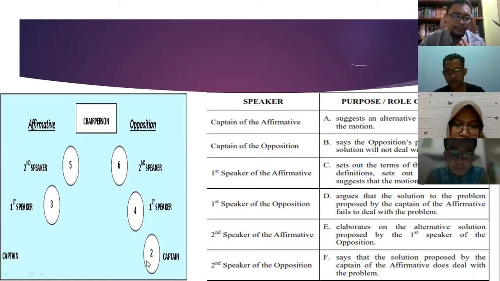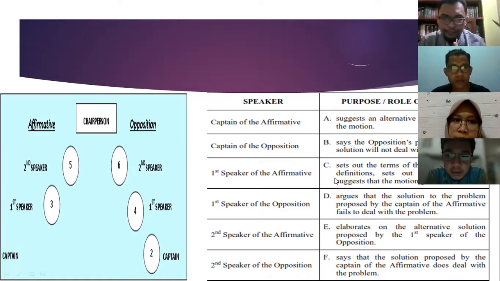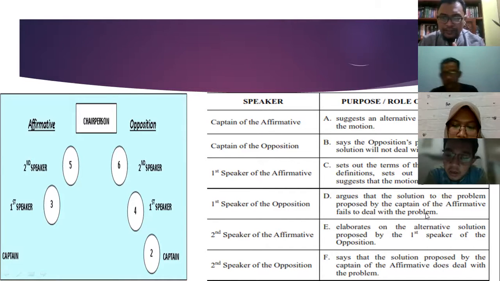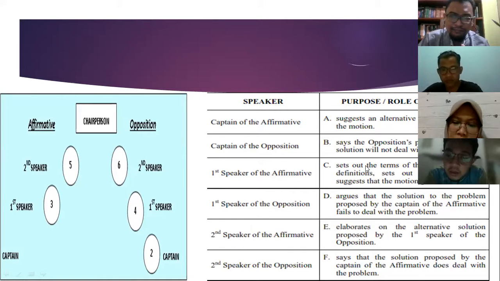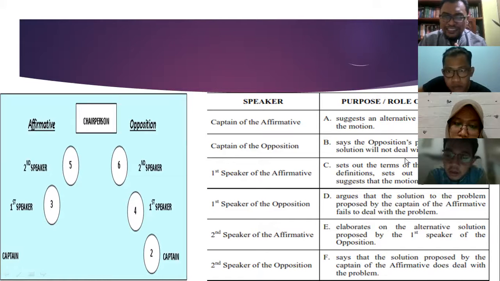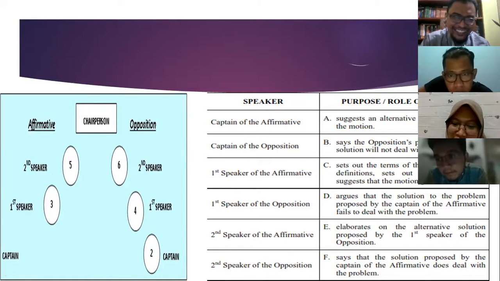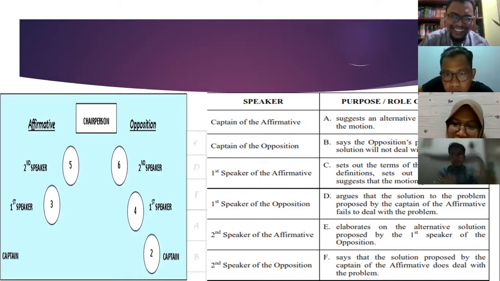And then number 2, captain of the opposition. D? D argues that the solution to the problem proposed by the captain of the affirmative fails to deal with the problems. Any other answer? B says the opposition's proposed alternative solution will not deal with the issue. Yes, you start to be confused, huh? Anyway, I think we are running out of time. I'm very late coming into the Zoom, so let's just go to the answers then. I'll give you the answers.